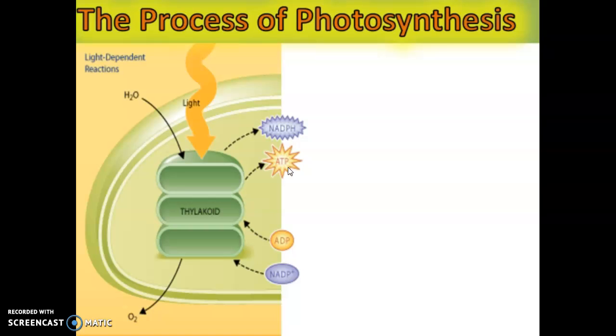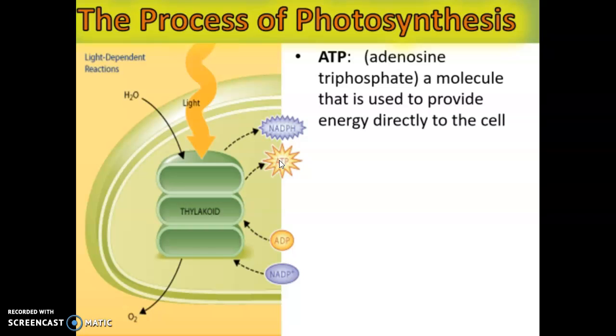before we go on, I want to make sure that we all understand the importance of these two molecules, ATP and NADPH. Let's start with ATP. ATP stands for adenosine triphosphate. And it's the molecule that actually provides energy directly to your cell. It's the fuel that your cells run off of. However, you can't make ATP out of just sunlight.